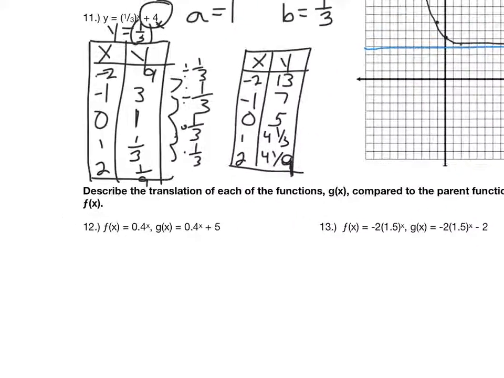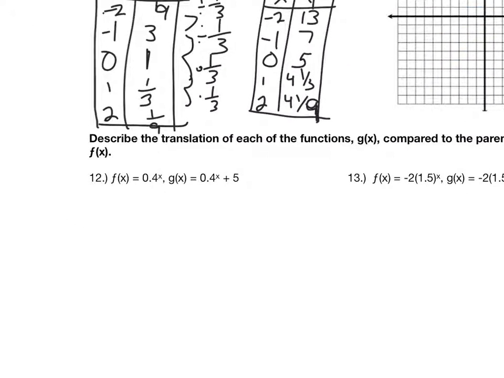A couple more, and we're going to do these quickly. So here we have 0.4 raised to the x power, and here we have 0.4 raised to the x power plus 5. So what's happening? We're shifting up by 5. So g of x is shifting up by 5.